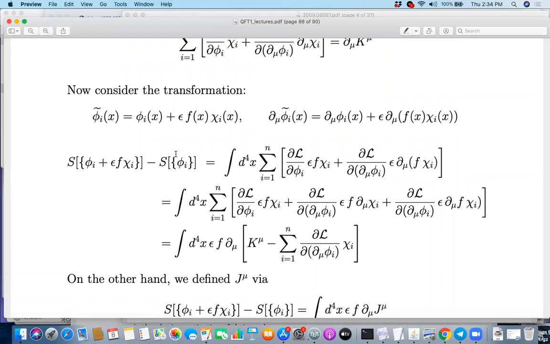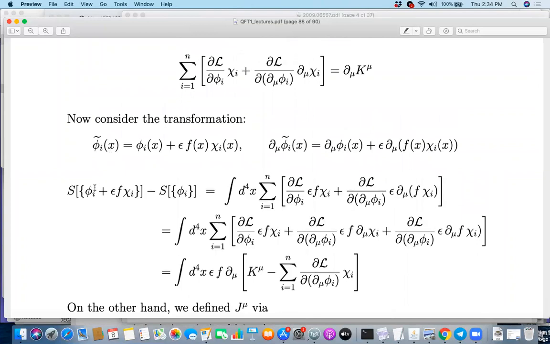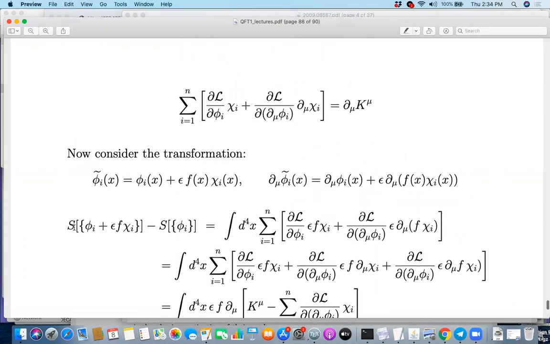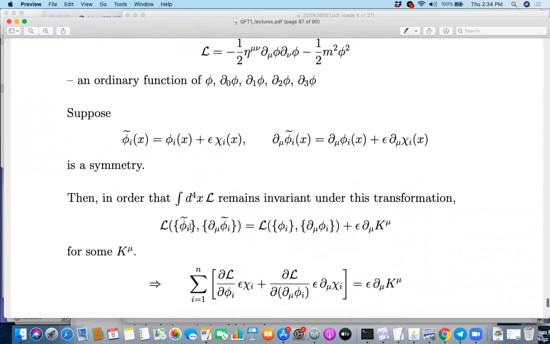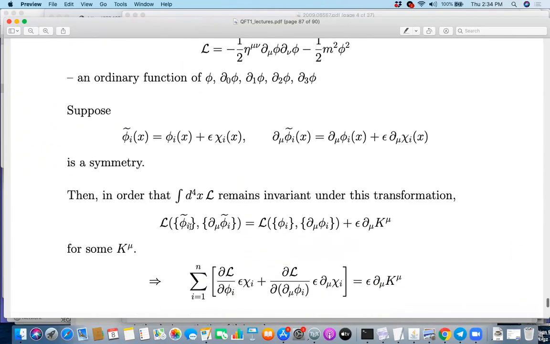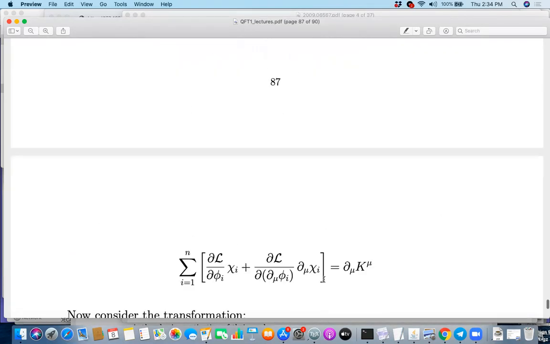So this will be given by what? See, S was the integral of L, right? So we proceed exactly as before. The change in S will be given by the difference between this and this inside the integral, except that the expression for the transformed field now also has some f in it.